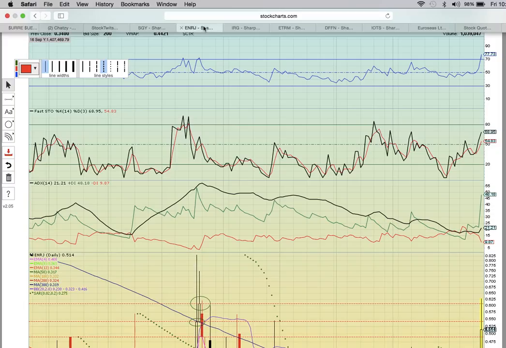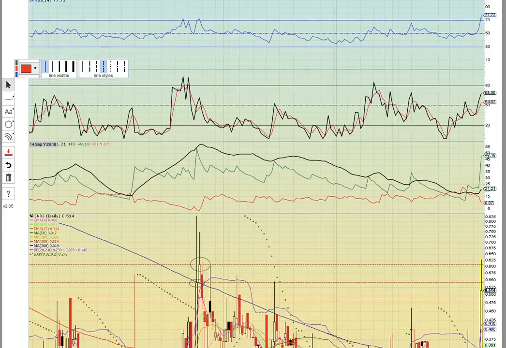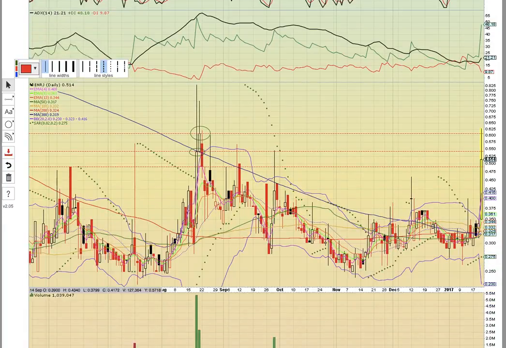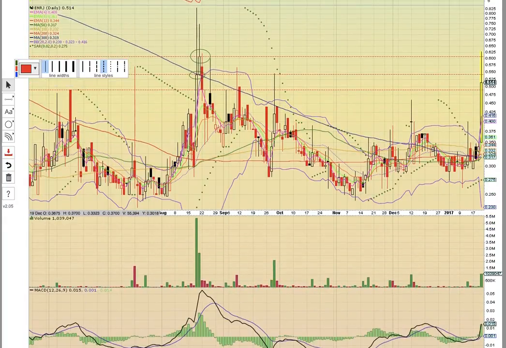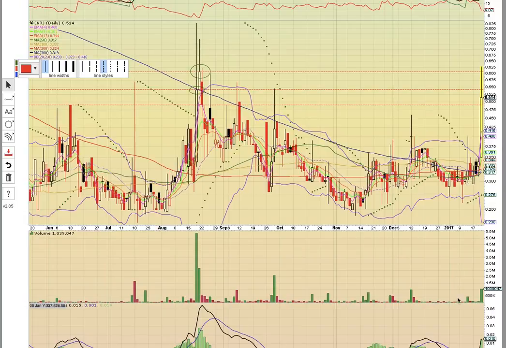Okay, so let's look at ENRG. ENRG is having a nice day today. Back here last week, we noticed this big volume spike on the 12th. Notice this move above the middle Bollinger Band. That was the attention spike that was telling you that it was heating up. And then today there was this follow through.